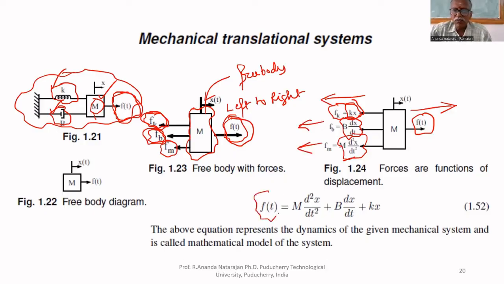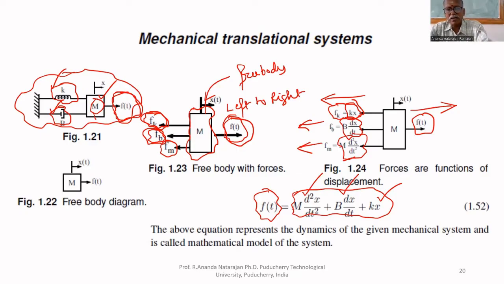So the applied force is written on one side of the equation, and the remaining reaction forces are written on the other side. That is m d square x by dt square because of mass, b dx by dt because of dashpot, and the third one is kx because of spring. That's all. This is the mathematical model in time domain.